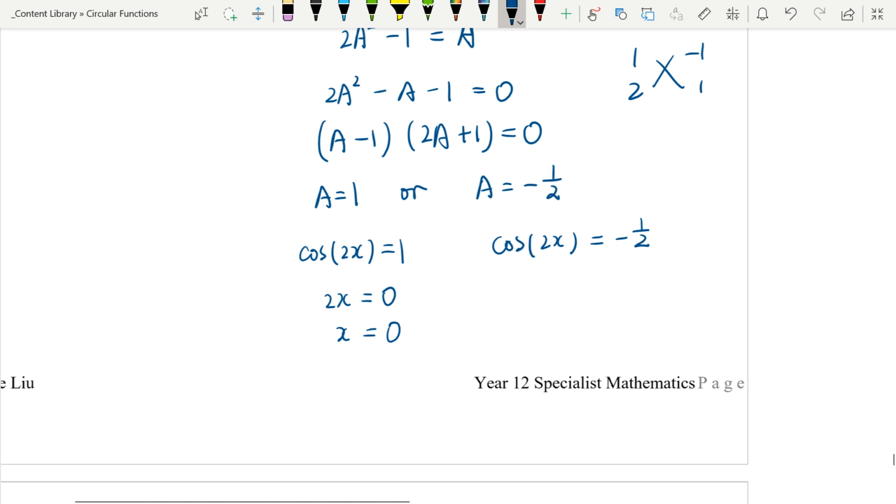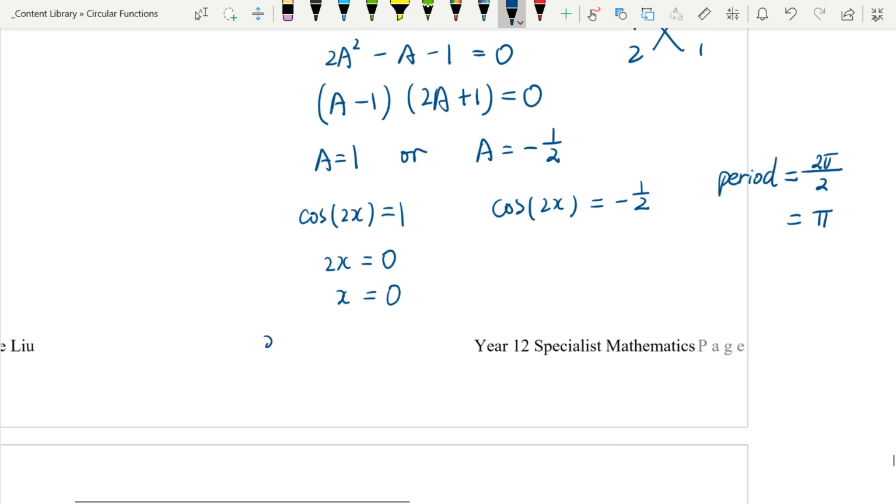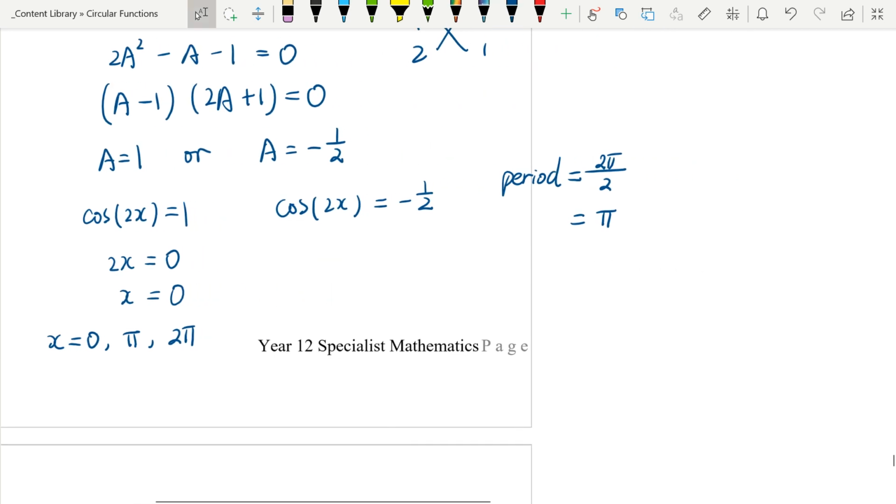That's only one period. And what's the period of these two functions? What's the period for cos? 2 pi over 2, that equals pi. So when you have 0, you can't minus anything because you're out of the domain, but you can add pi and add pi. So you have 0, pi, and 2 pi. Okay? Cosine negative a half. Cosine what equals negative a half? Negative a half is not 1 or negative 1, so I need to think about two values that give me cosine negative a half. Which two quadrants must it be?